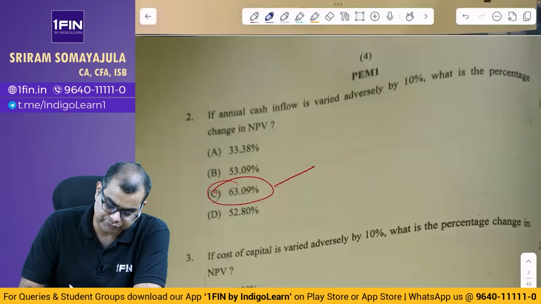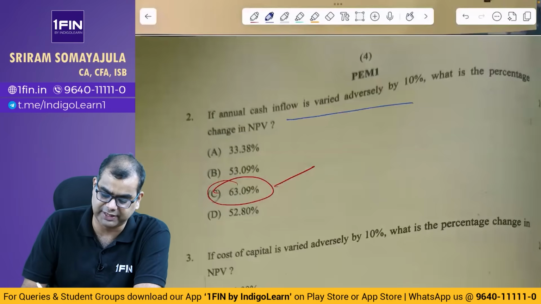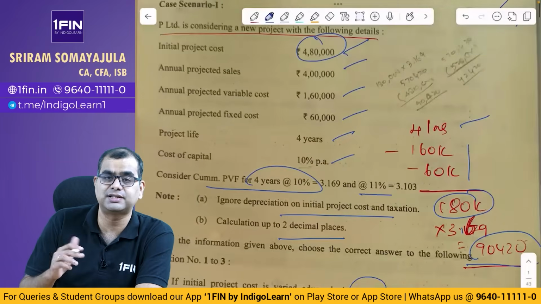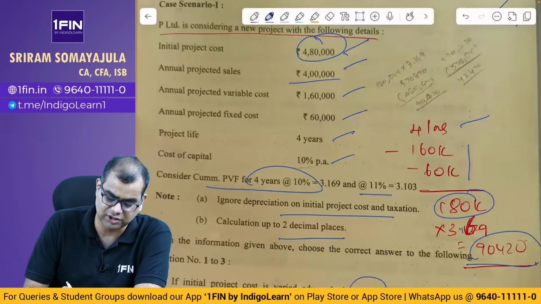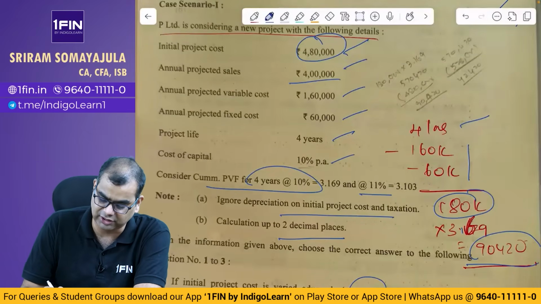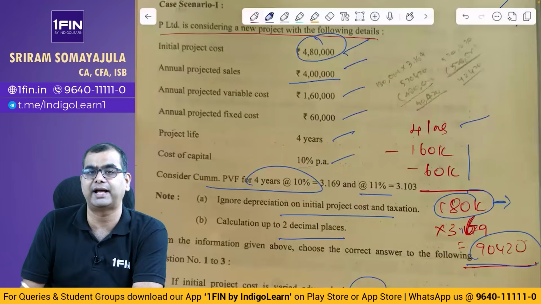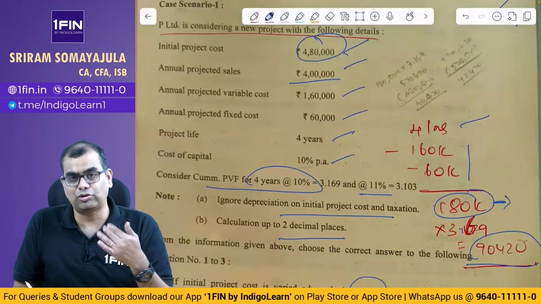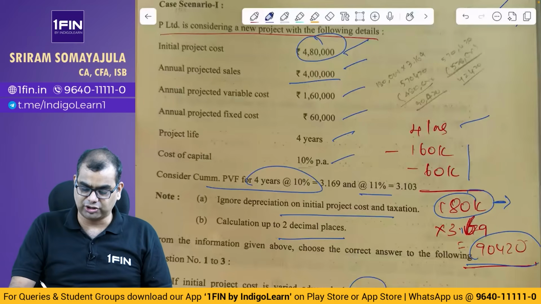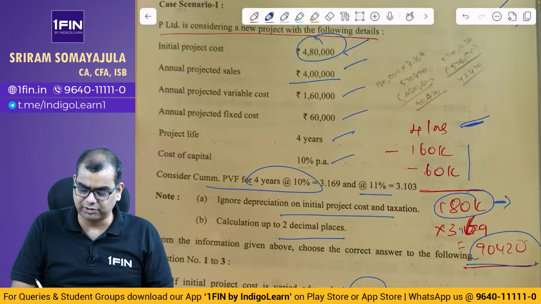Second one, same way: if annual cash flow is varied adversely by 10%. Initially some may have a doubt: are we referring to the sales or to the net annual cash flow? Here net cash flow is 180,000 per annum. You have to work out both, because even when I was solving it, I was not really sure whether they were referring to the sales number or this number. You solve both and you'll realize that they are referring to 180.